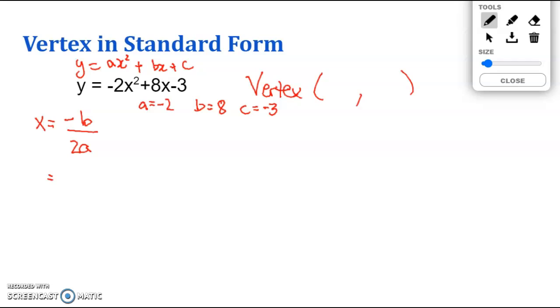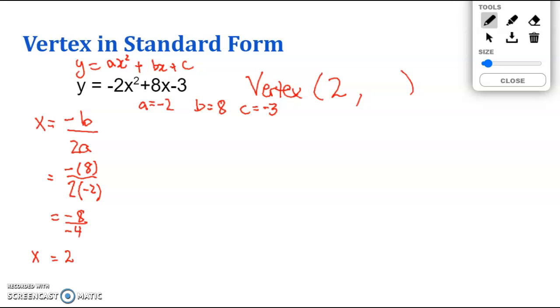So from here, I have the negative sign from the formula, and then b is just 8, and then 2a, 2 times a in this case, is 2 times negative 2, which is negative 4. So I am dealing with negative 8 divided by negative 4, which is positive 2. So I know that the x-coordinate of the vertex is 2, so I can put that in. But I do not know what the y-coordinate is yet.